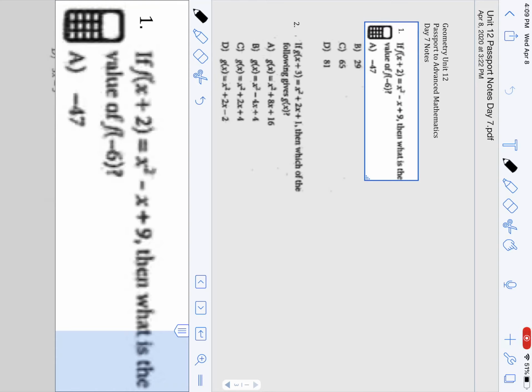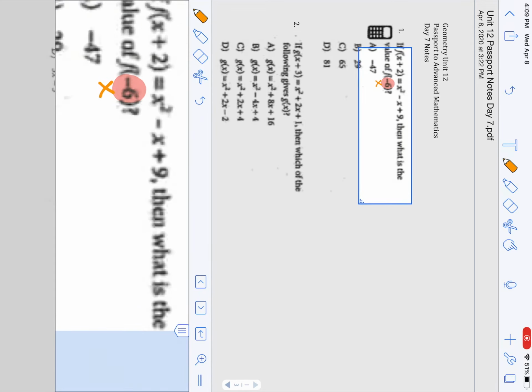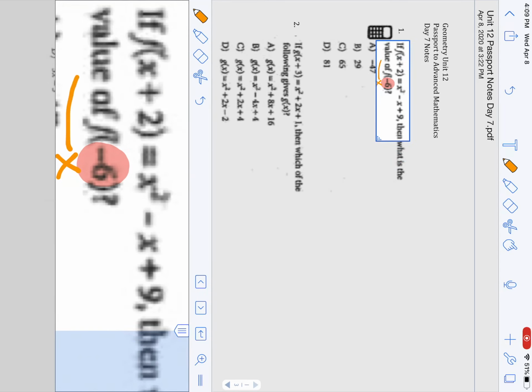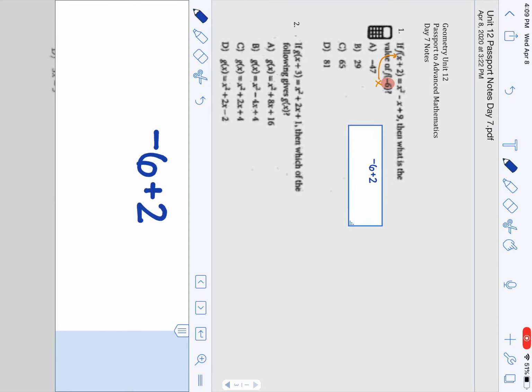So number 1 says if f of x plus 2 equals x squared minus x plus 9, then what is the value of f of negative 6? So this negative 6 value that they're giving me is the x value. The first thing I need to do is plug it in on this inner parenthesis part of the function, and that's going to tell me what f of x plus 2 is. So if I take x, which is negative 6, plus 2, I get negative 4.